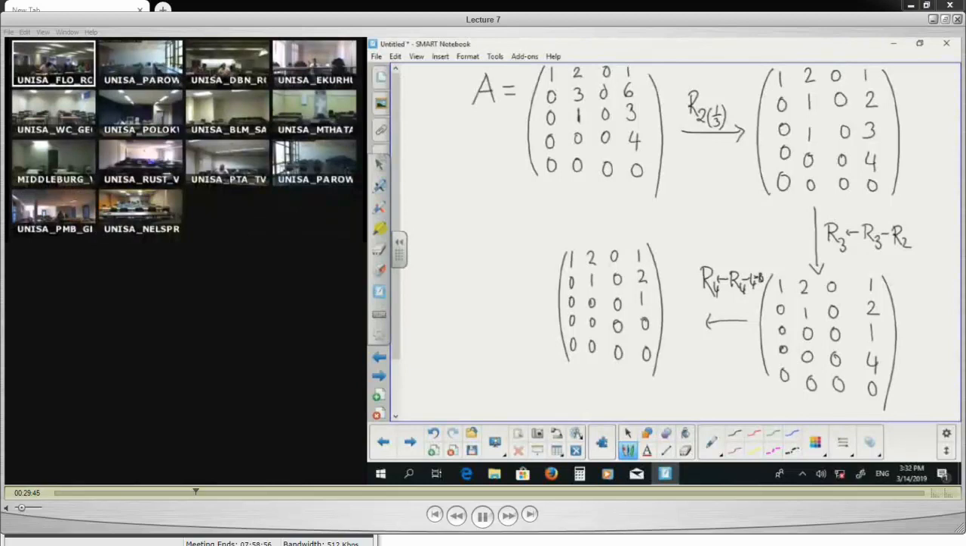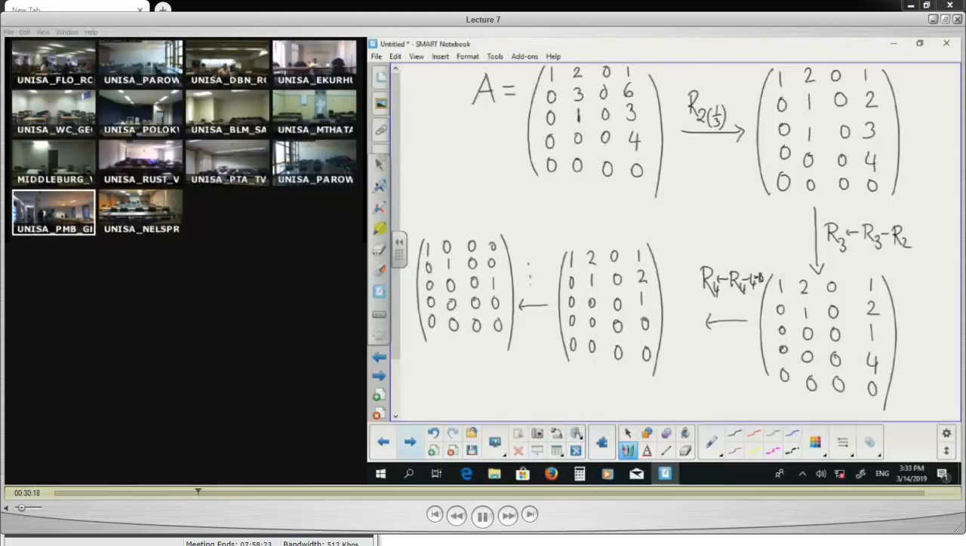The row reduced version of this is... So there are a few operations that you have to do, and then you get this row reduced. Yes.